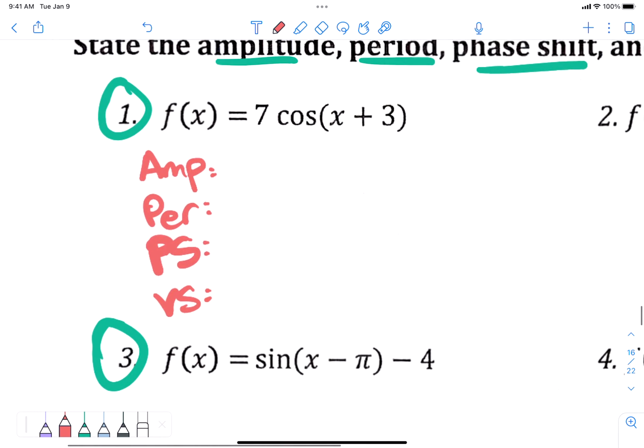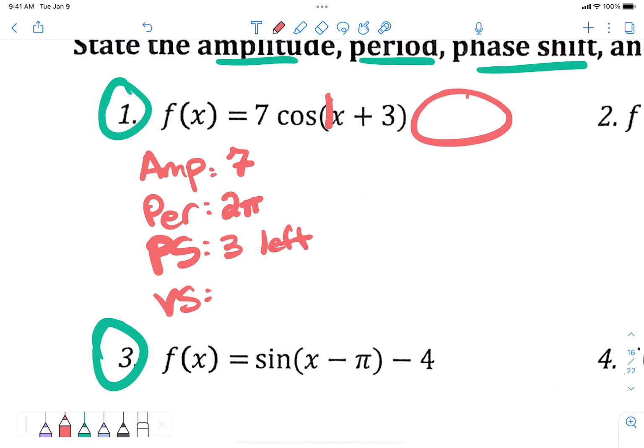For number 1, what's the amplitude? 7. What's the period? What's the B value? B is 1. So 2 pi divided by 1 is just 2 pi. It's not changing. The period's still 2 pi. Phase shift: 3 left. That's my phase shift. Vertical shift? None. There's no number here, it's plus 0. So none. I'm just going to put a dash. That's what you're doing for each one of these.